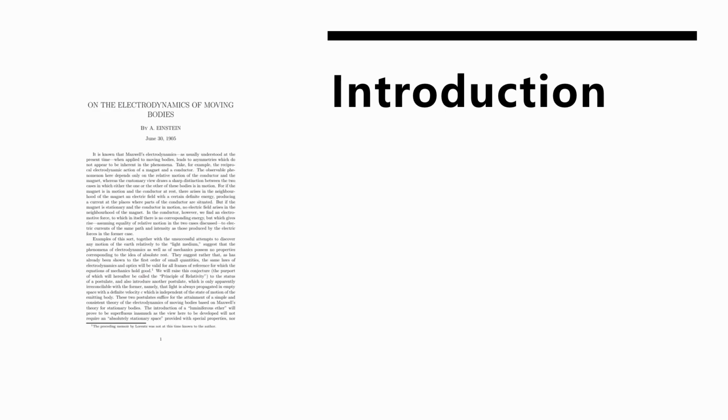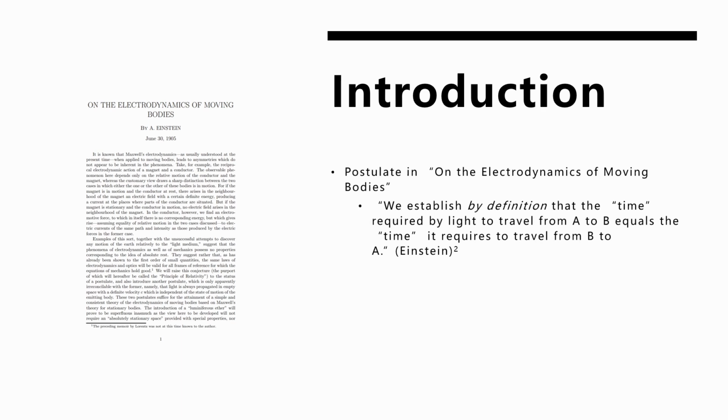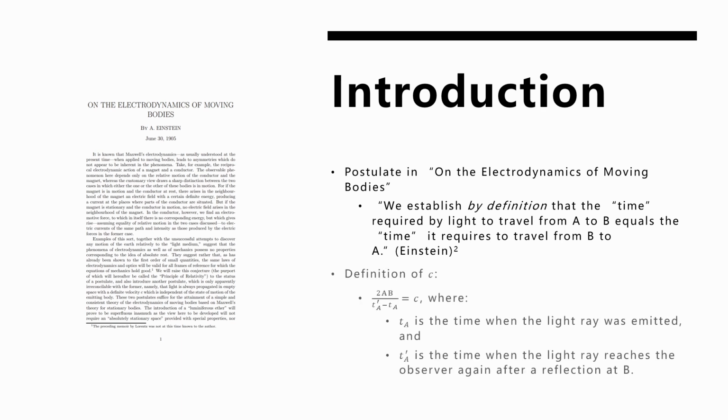In Einstein's 1905 paper on the electrodynamics of moving bodies, there was actually a postulate, which is that we establish by definition that the time required by light to travel from A to B equals the time it requires to travel from B to A. And this was also written in the definition of c, where c is actually the two-way speed of light, and it is twice the distance AB over the amount of time it takes from A to get to B and then back.